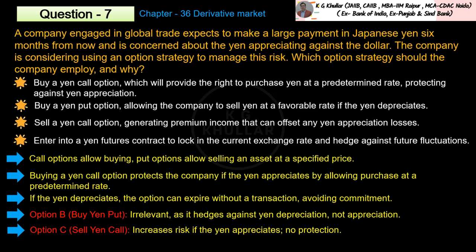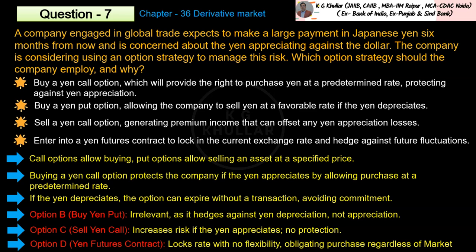Then next option C says sell a yen call option. Now friends, selling a call option would generate premium income but would not provide protection against yen appreciation. In fact, it could increase risk exposure if the yen appreciates, as the company would be obligated to sell yen at a lower price if the option is exercised by the buyer.